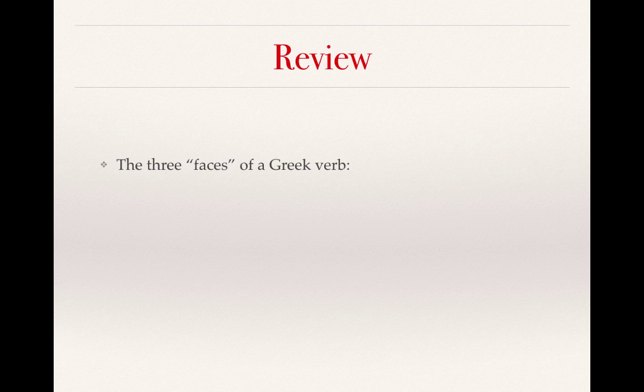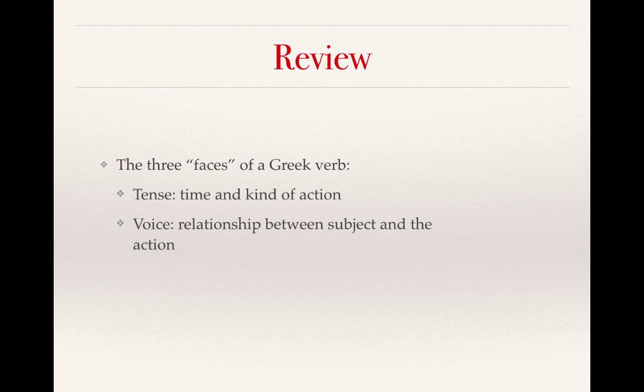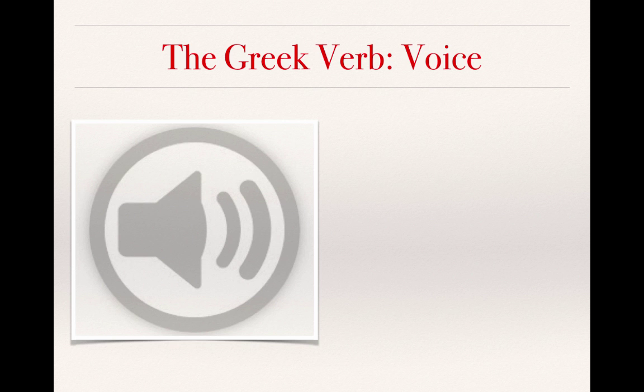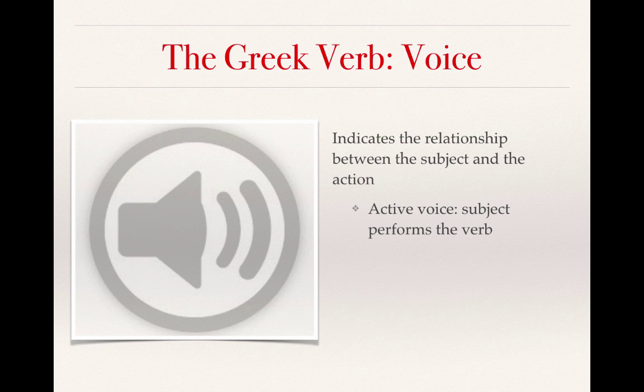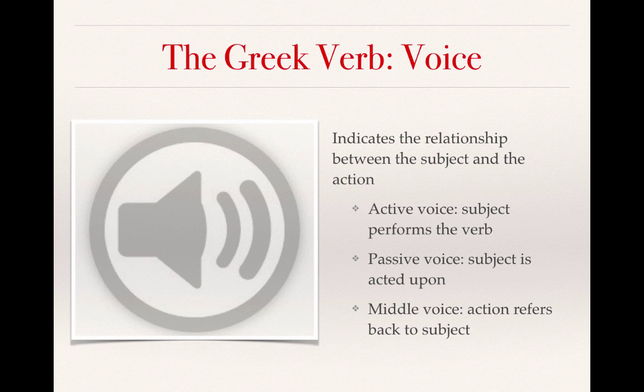We'll recall that there are three faces to the Greek verb. Tense, which indicates the time and the kind of action. Voice, which indicates the relationship between a subject and the action. And mood, which talks about how the action relates to reality. Recall again that voice indicates the relationship between the subject and the action. We've already learned about the active voice, which is when the subject performs the verb. In this lecture, we will learn about the passive voice, which is when the subject is acted upon, and the middle voice, which refers to an action that somehow refers back to the subject.